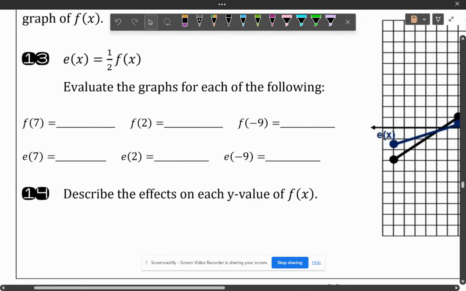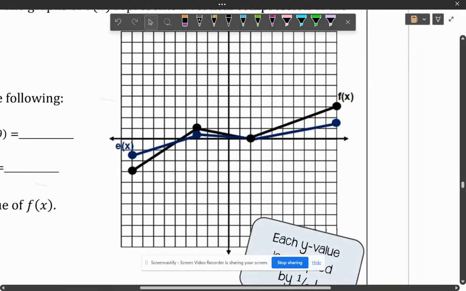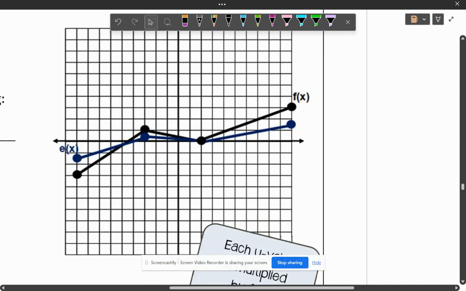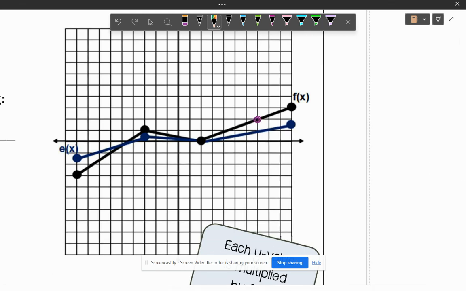Okay, let's take a look at our function e of x, which is 1/2 times f of x. So taking a look at what's happening to our function. Let's take a look at f of 7. So f of 7 is 2, whereas e of 7 is 1. Okay, f of 2, again, is 0. Same thing with e of 2, it's also 0. And last but not least, f of -9 is -3, and e of -9 is -1.5.